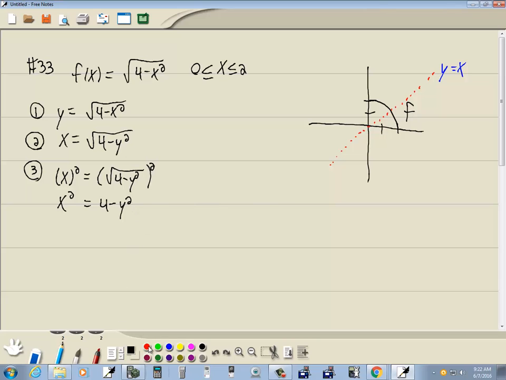Now we want to get the y by itself, so I'm going to take the negative y squared, move it to the left side, and I'll take the x squared, move it to the right side. So I got y squared is equal to 4 minus x squared. And the square root property says if you got something squared equals something else, you drop your squared and you put a plus or minus square root on the other side.